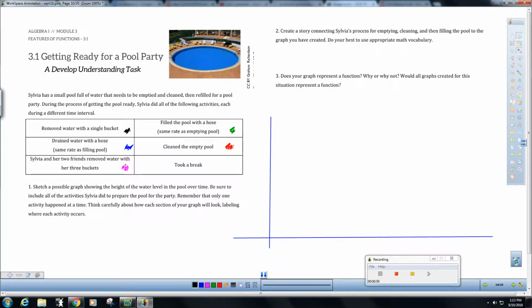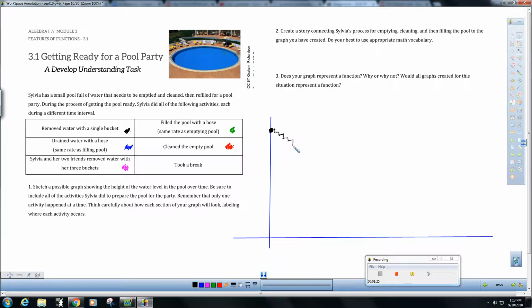So at first, there was water in the pool. So we're going to have to start with our y-intercept being somewhere up here. This would be the maximum amount of water that was ever in the pool. And she's removing it with a single bucket. So this should be a step function. Every bucket she takes out, a little bit is taken out. So it's like steps. We're taking it out by the bucket to start. That would be a discrete function. Okay?